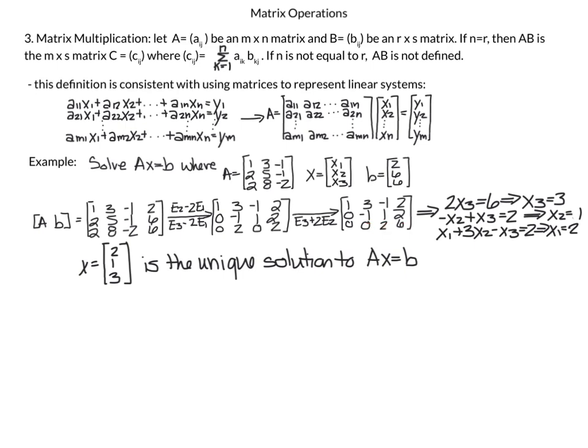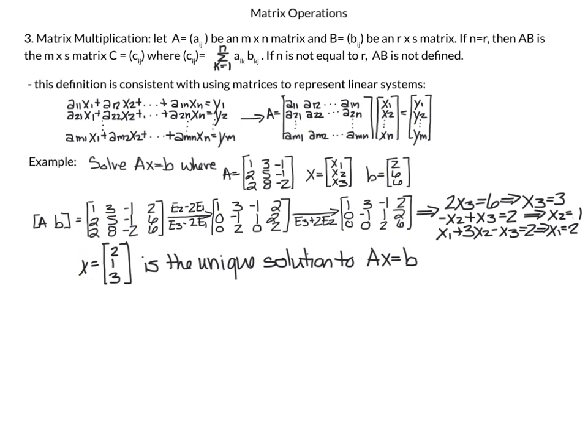So back solving, this is x1, x2, x3. 2x3 is equal to 6, which gives me x3 is equal to 3. And then I have, this is x1, minus x2 plus x3 equals 2. So plugging in 3 for x3, I get x2 is equal to 1. And then I have x1 plus 3x2 minus x3 is equal to 2. So plugging in for x2 and x3, I get x1 equals 2. So my solution for x is x1, which is 2, x2, which is 1, and x3 equals 3.